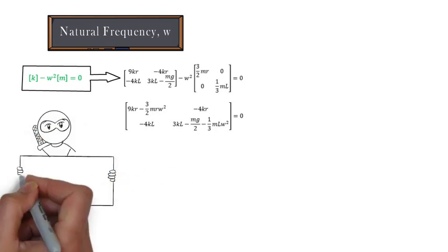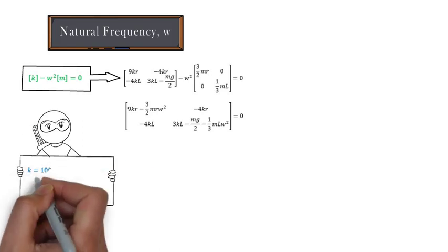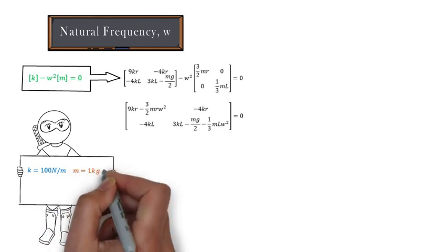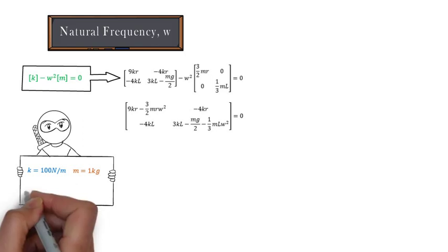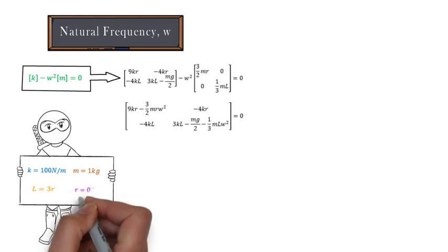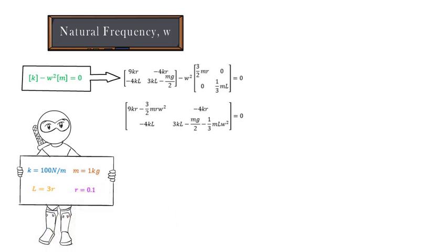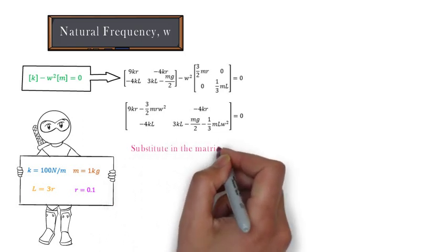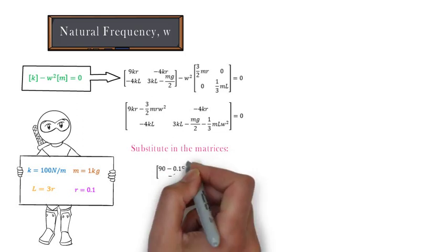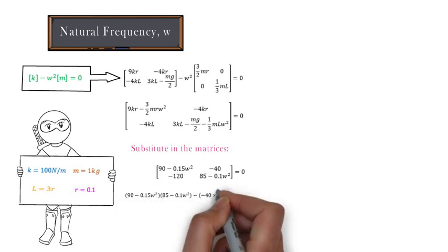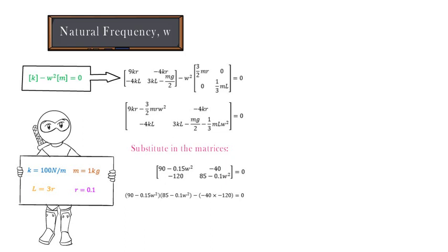As shown in the animation below, the value of k is equal to 100 N/m, the value of m is equal to 1 kilogram, the value of L is equal to 3r, and the value of r is equal to 0.1 m. All those values were given earlier, and all the values will be substituted into the matrices. Then after the substitution, the matrices will look like this. Then we will form the equation from the matrices to find omega.